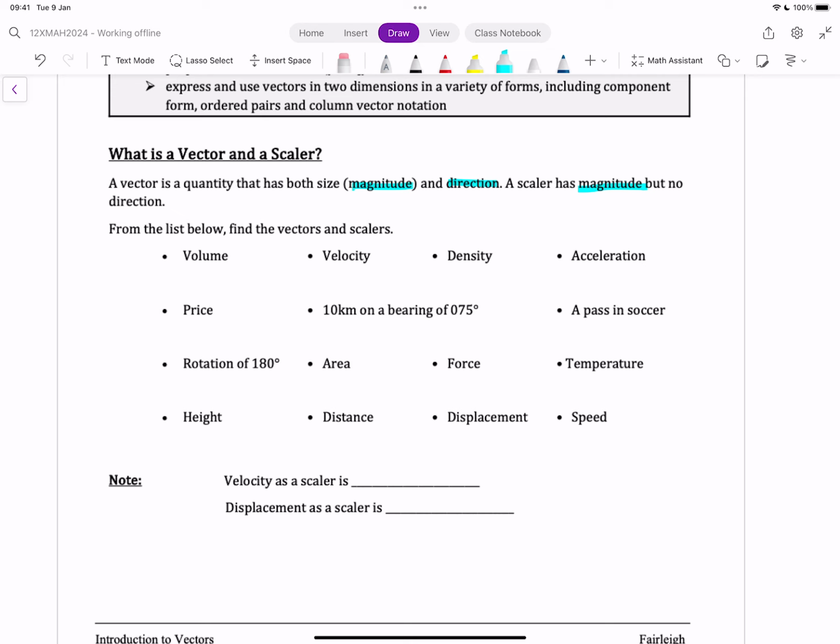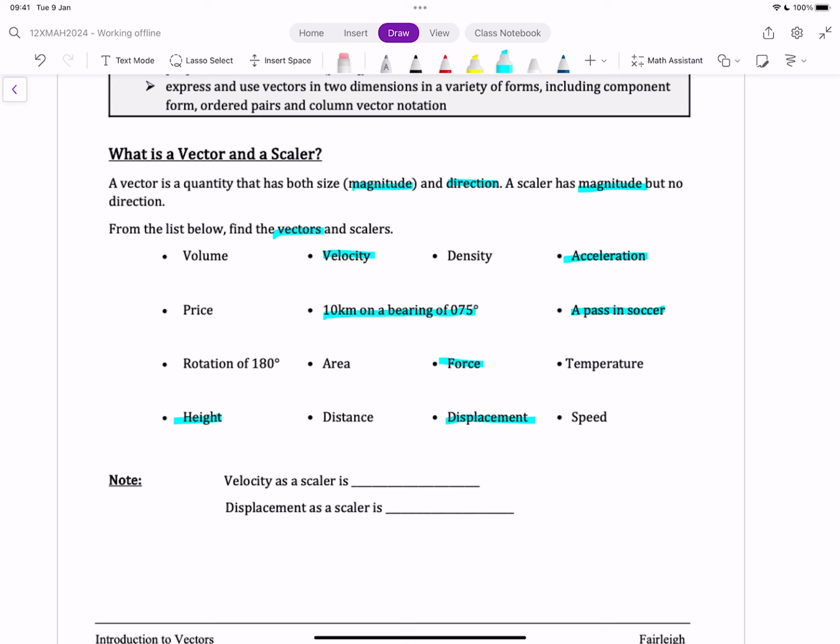So we're going to have a go. I'm going to look through these and highlight which ones are vectors and which ones are scalars. Volume doesn't have direction. So my vectors are velocity, acceleration, and 10 kilometres on a bearing of 75 degrees, that's our direction. A pass in soccer would have a direction and it would also have a speed. Rotation of 180 has direction but no magnitude. Force has direction and magnitude, as does height and displacement.